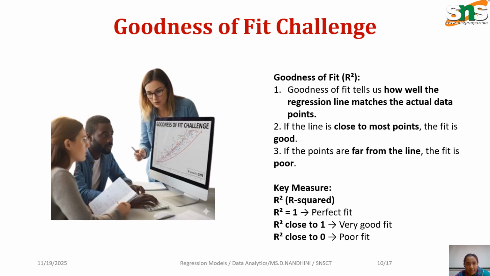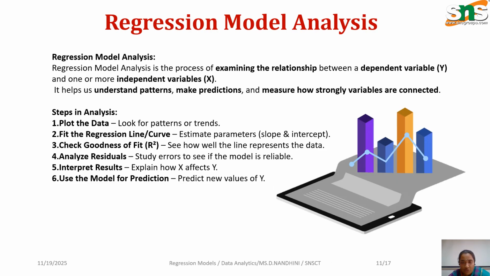So goodness of fit means, there are many solutions we can predict, but goodness of fit tells how perfectly the regression matches the data, how close the points are, and how far they are from the line. The key measure is R square. One means a perfect fit, a value near one is a very good fit, and zero means it is a poor fit.